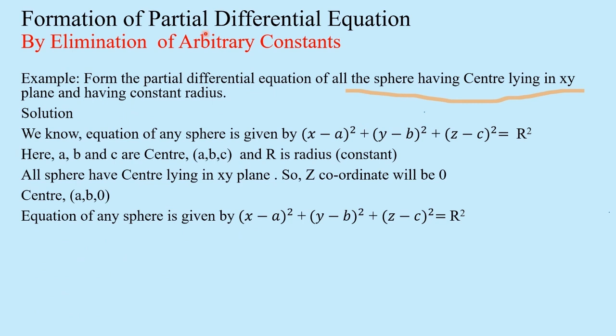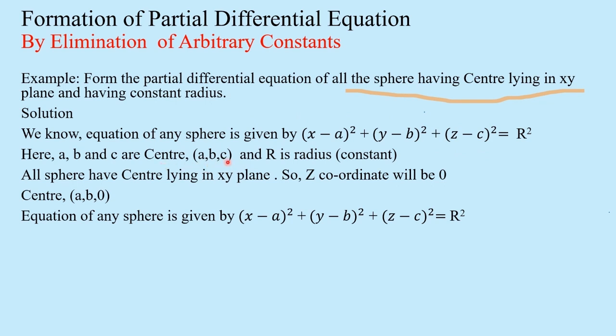In this example, they've asked us to form the partial differential equation for all the spheres having centers lying in the xy plane and having constant radius. So we know the general equation of a sphere is x minus a whole square plus y minus b whole square plus z minus c whole square is equal to r square. Here a, b, c are the centers.